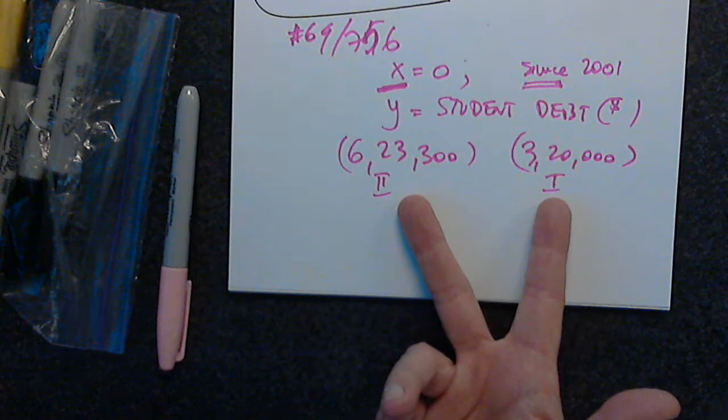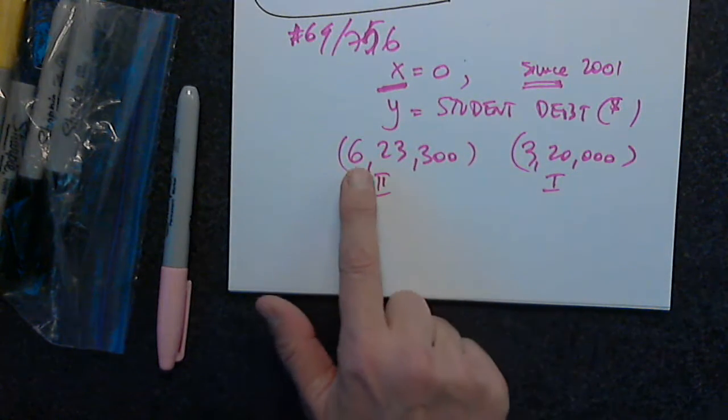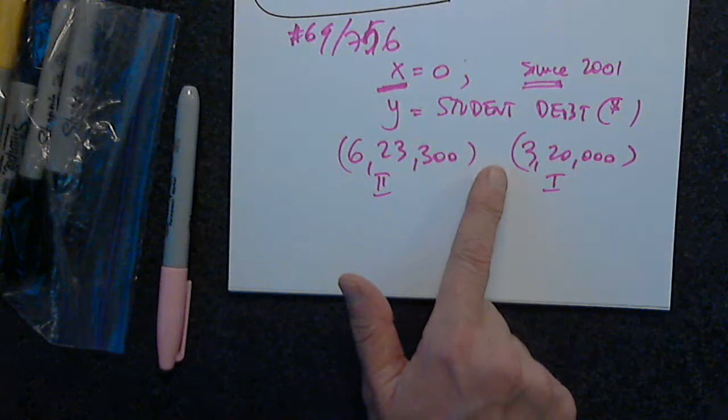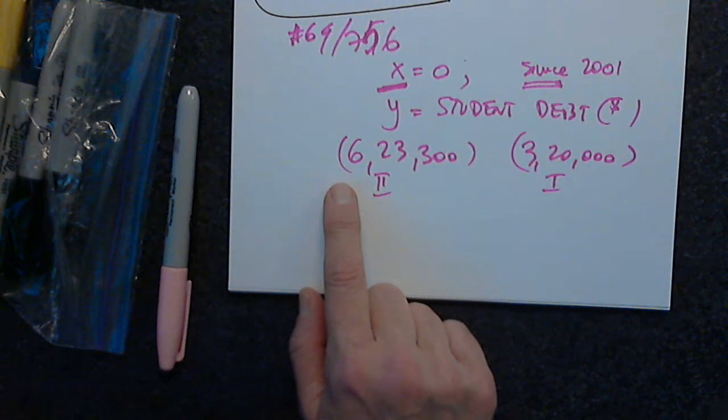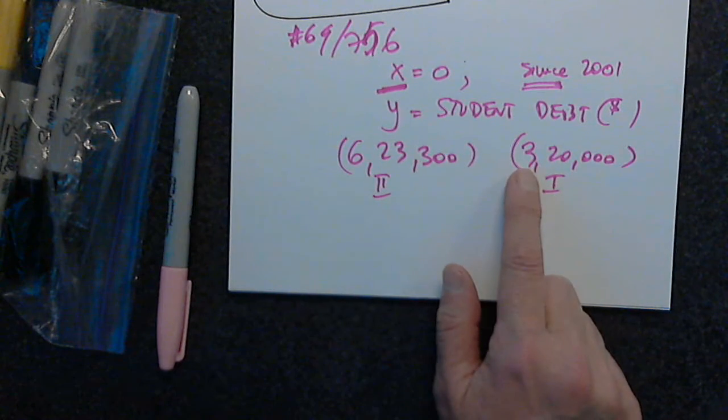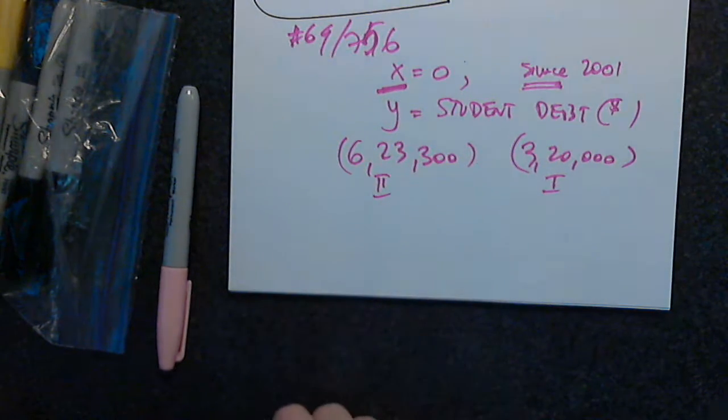Is x 0 in any of these points? What is x for this point? 3. What is x for this point? 6. Since this is not 0 and since this is not 0, we are not given the y-intercept.